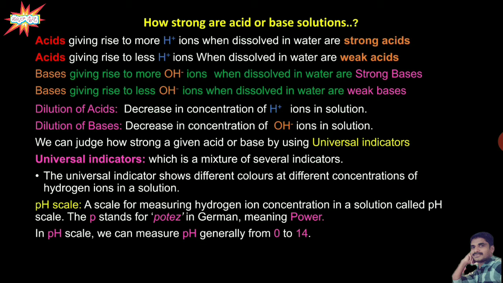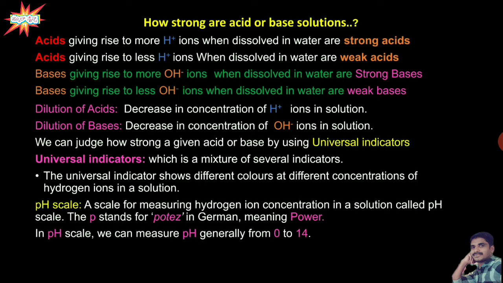Then what is the pH scale? A scale for measuring hydrogen ion concentration in a solution is called the pH scale. It measures the hydrogen ion concentration, that is the pH. Here the P stands for potens, which means power in German. On a pH scale we can generally measure pH from 0 to 14.